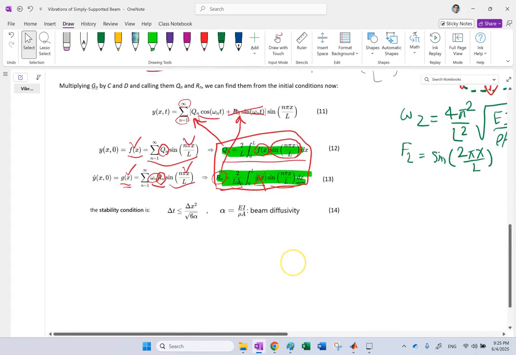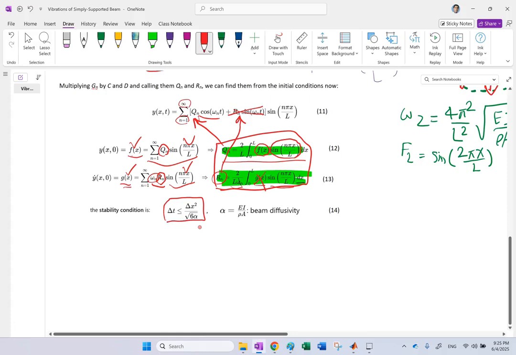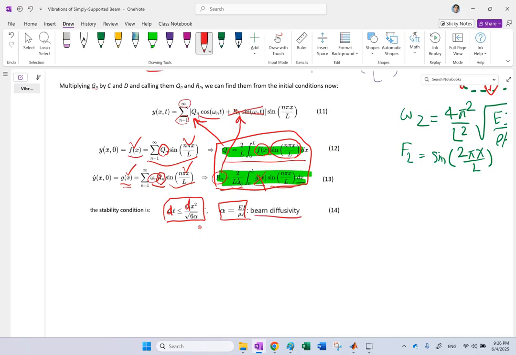Is any combination working? No. The answer is this: this inequality should exist between dt and dx. Here I call them delta t and delta x, but the idea is the same. So if you don't like it, call this dt and call this dx. So dt should be less than or equal to dx squared over square root 6 alpha, where alpha is EI over rho A, and that is called the beam diffusivity, okay?